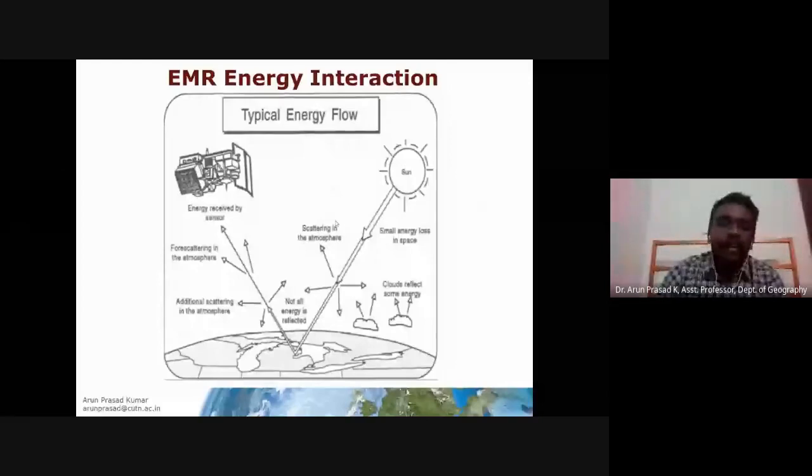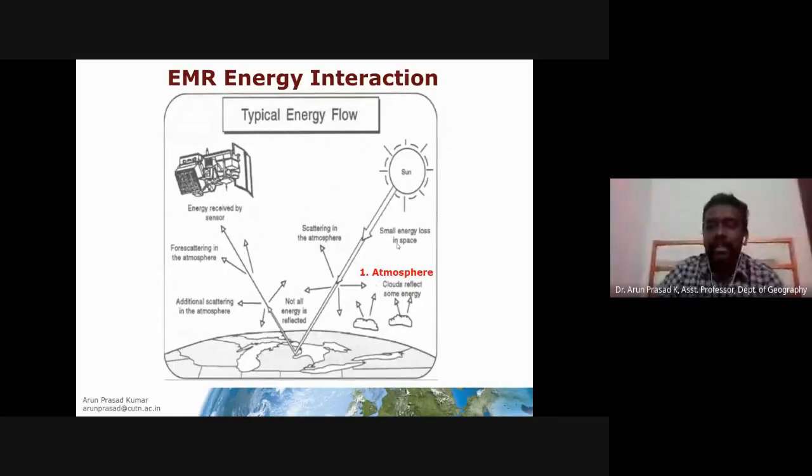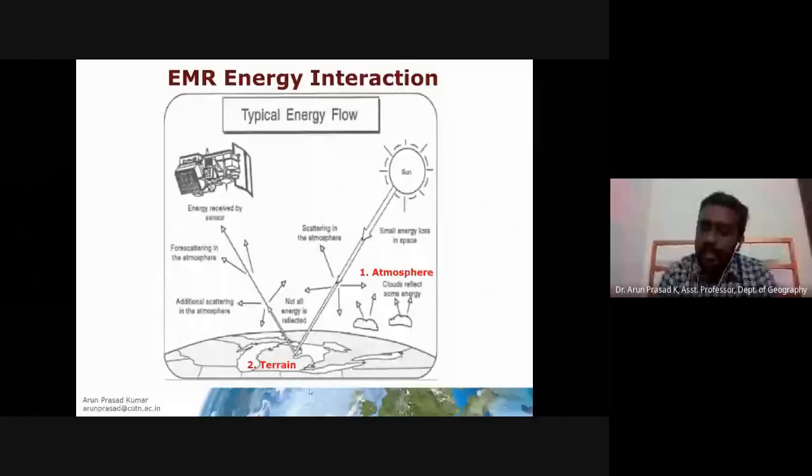First, scattering happens in the atmosphere, and some energy loss happens when it reaches the outer atmosphere. Then the clouds in the atmosphere reflect some part of the energy back, and some is transmitted to the surface. The second interaction happens at the terrain on the surface. Earth's objects absorb, emit, and transmit the radiation at different levels based on their chemical and physical properties, so this also makes the energy lose some part of it. Then this reflected or radiated energy again has to go through the atmosphere.